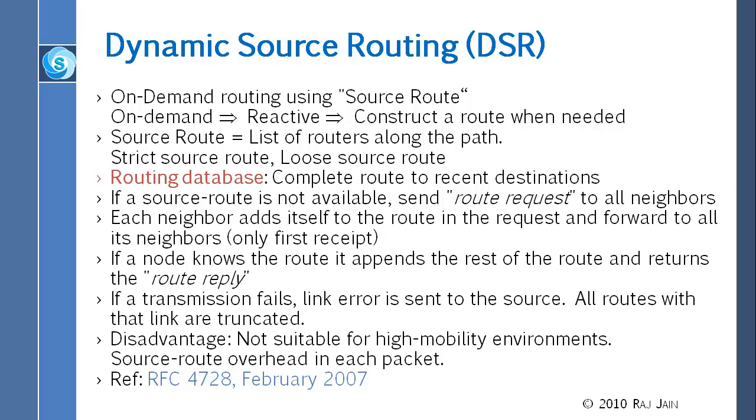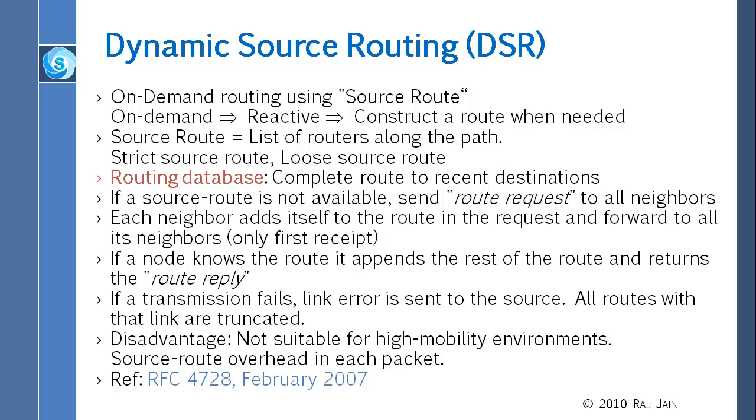If a node knows the route, it appends the rest of the route and returns the route reply. It is quite possible that somebody along the path knows the route to the node that you want. So it will put that route together with the string that has been made so far and send it back in the reverse direction. So the route reply comes back in the reverse direction, and then the source makes a record of it, and uses it from that point on.